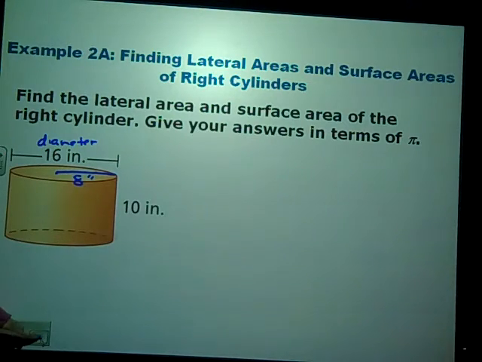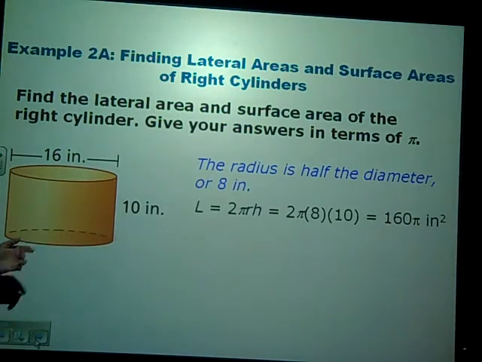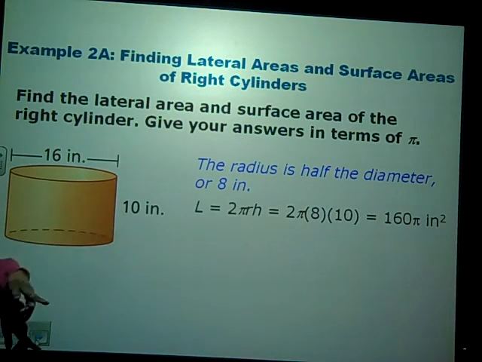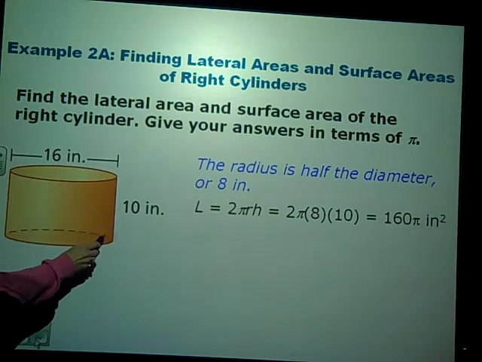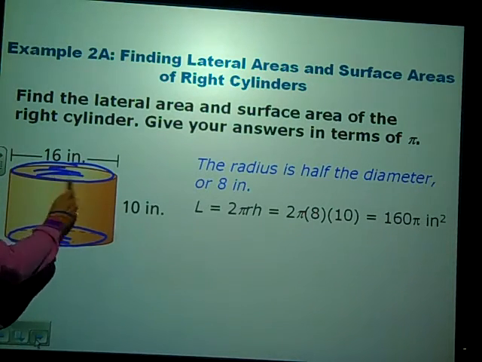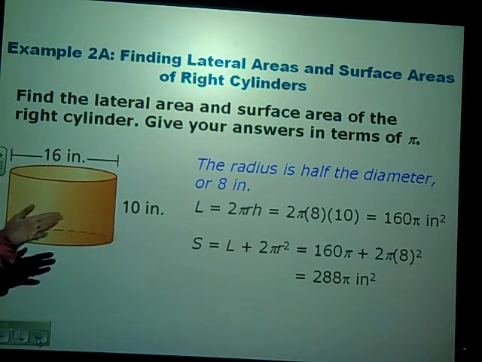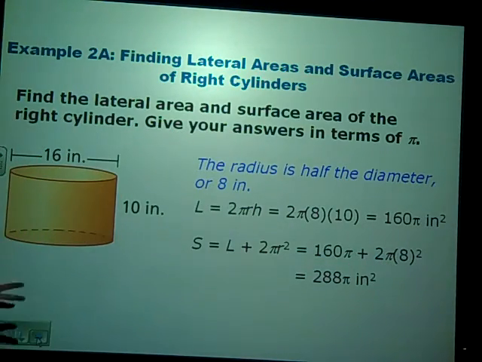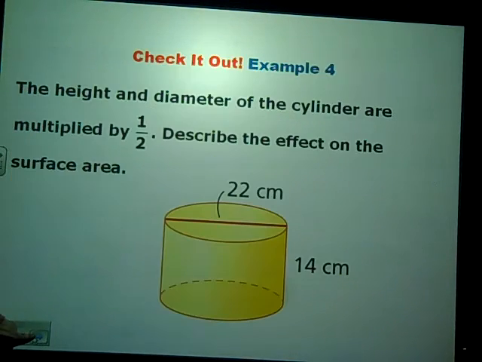So find the lateral area, 2 pi r times the height. Just plug it in and write it down, and 2 times the radius, which is 8, times 10 times pi, we get 160 pi square inches. Don't forget your units. Surface area, take that lateral area, and you need to add 2 times this base area, because there's 2 bases. Pi r squared for the base area, so pi times 8 squared, and you end up with 288 pi total square inches for the whole surface area.